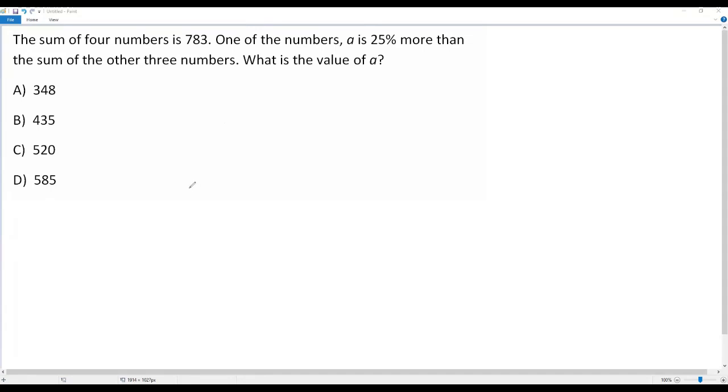Here we have a SAT math problem. Okay, let's go with the question. The sum of four numbers is 783. One of the numbers, A, is 25% more than the sum of the other three numbers. What is the value of A?